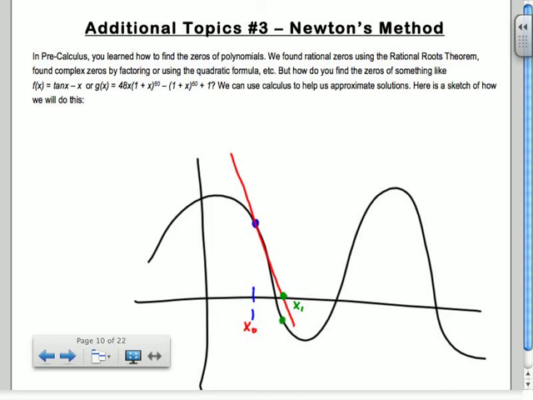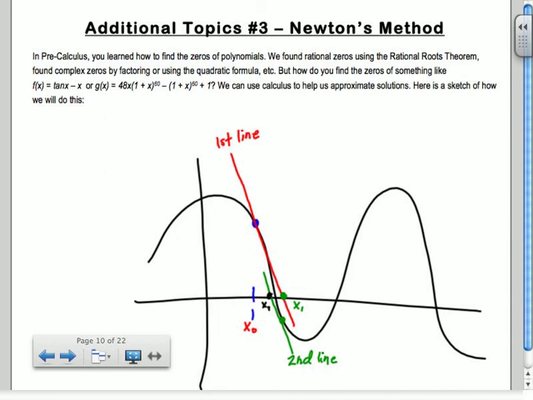Now I create another tangent line. And that one gets even closer. Doesn't that look even better? This is going to be x2. It's hard to draw, isn't it? And then you go up and make another tangent line, and it keeps getting closer and closer until it approximates that 0. Pretty cool. It does it pretty quickly.